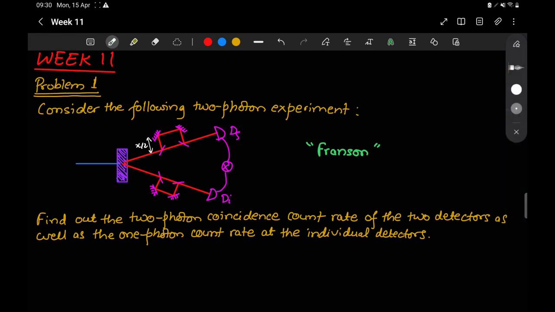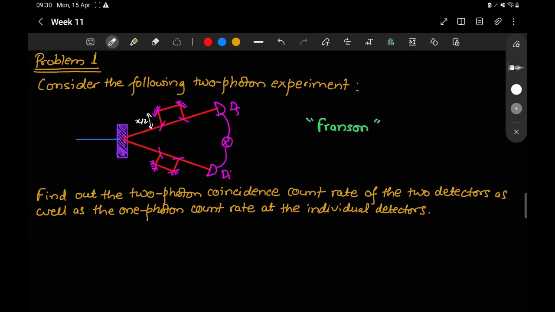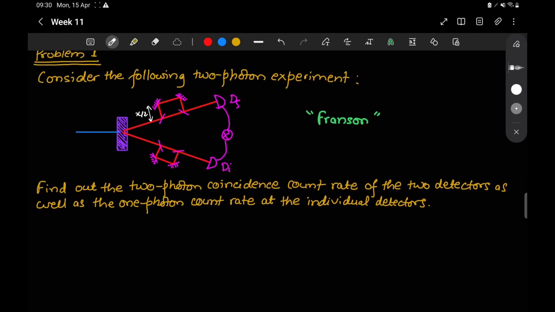So the question is, consider the following 2-photon experiment. Then find out the 2-photon coincidence count rate of the 2 detectors as well as the 1-photon count rate at the individual detectors. So it's a similar question that we have been doing throughout this course, just that it's a different kind of interferometer, a different setup. So for this setup, we need to find out the coincidence count rate and the 1-photon count rate. Take about a few minutes to try it out on your own first, and then we will discuss the solution.